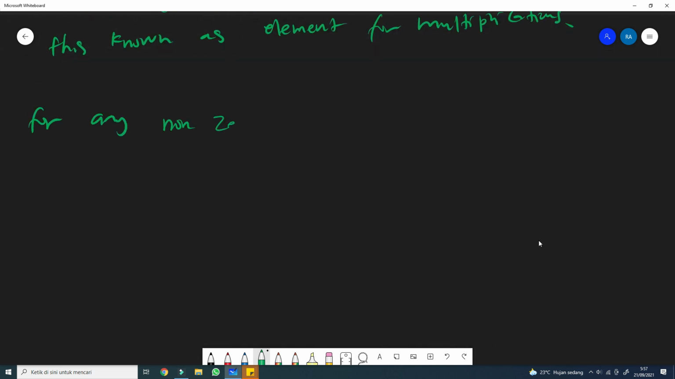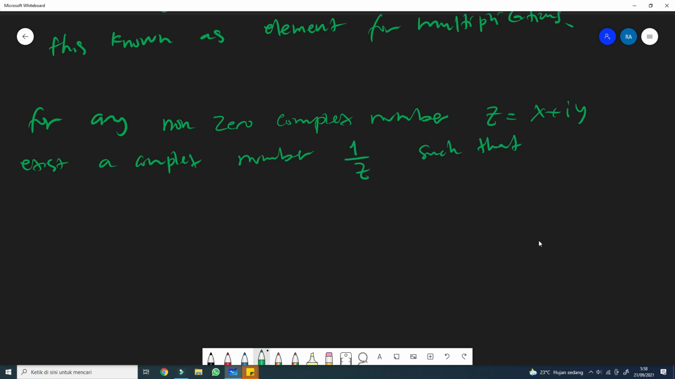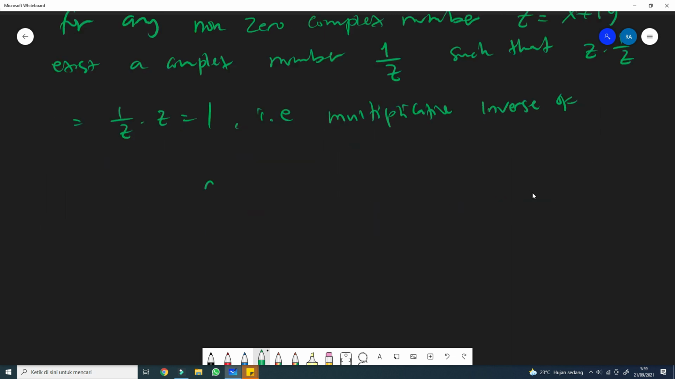And for any non-zero complex number z equals x plus iy, there exists a complex number 1 over z, such that z times 1 over z equals 1 over z times z equals 1. For example, the multiplicative inverse of a plus ib equals 1 over a plus ib, which equals a minus ib over a square plus b square.